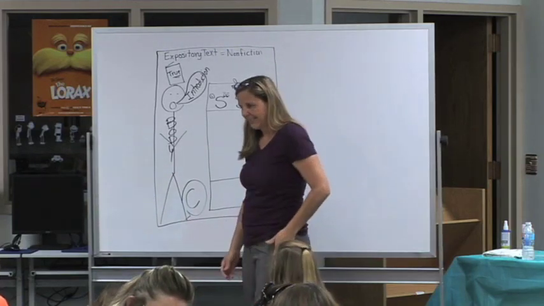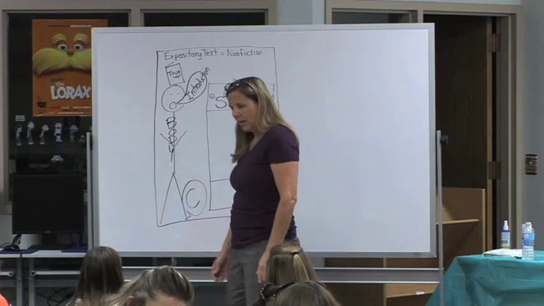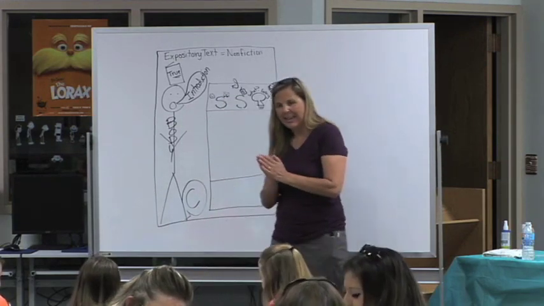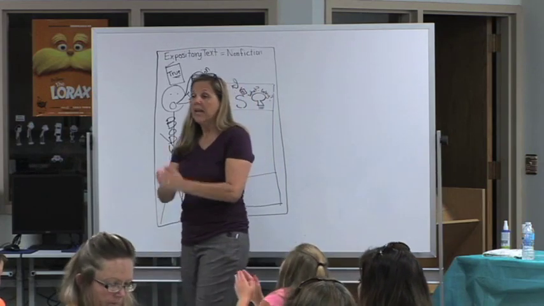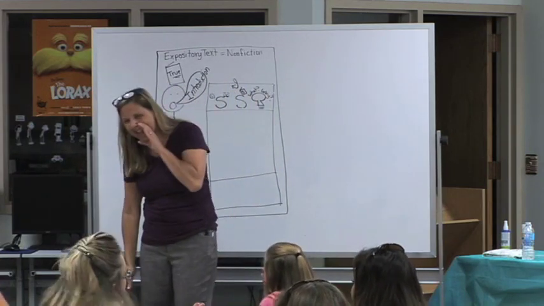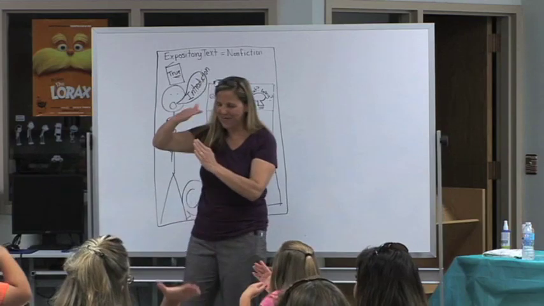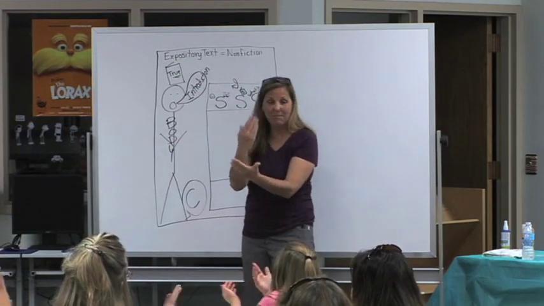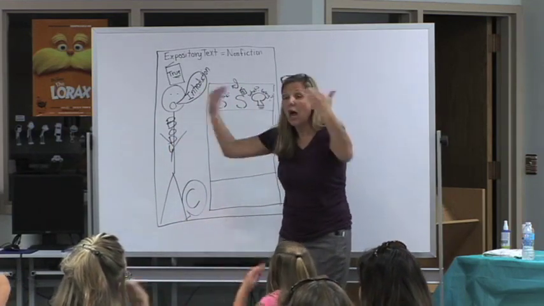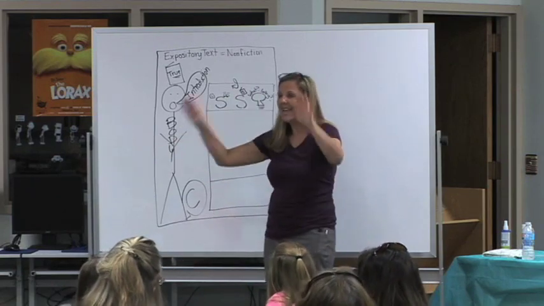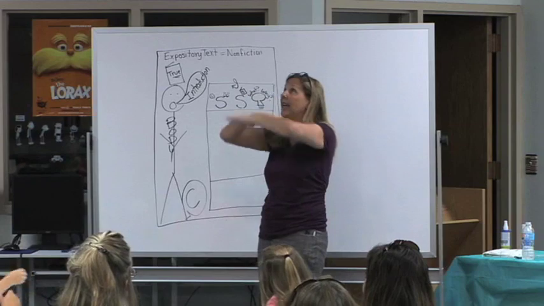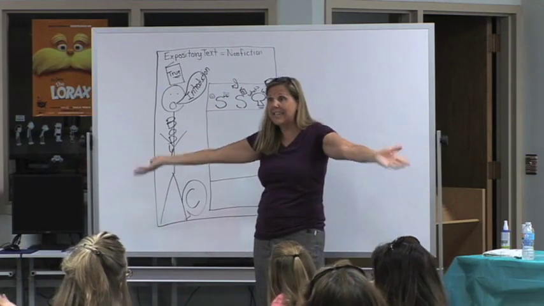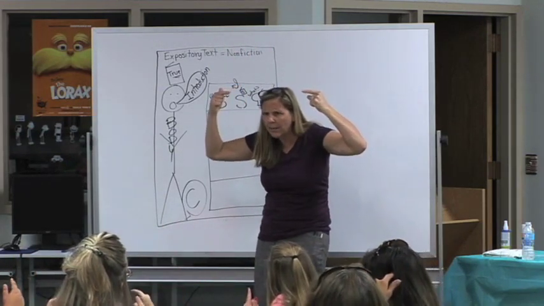All right, let's go back and let's say the whole thing. Are we ready? Hands together. Go. Expository text. That's nonfiction, which is true information, and it always has the same parts. An introduction, a body, and a conclusion. In the introduction, the author hooks in the reader and introduces the big idea. That's what all the information is about.